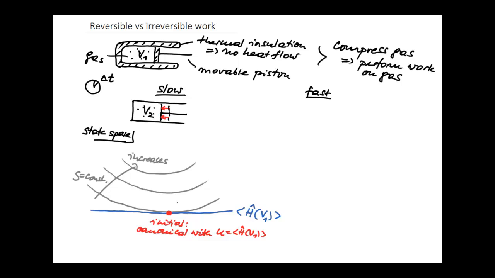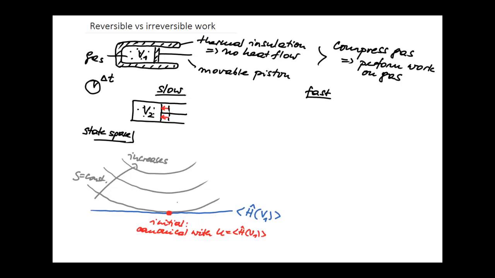We learned last time that this is a driven Hamiltonian evolution. We change from the outside, we change the volume. Now the volume is a parameter, a control parameter of the Hamiltonian. So effectively we have a time-dependent Hamiltonian when we compress. And under this time-dependent Hamiltonian, the state evolves with unitary evolution.